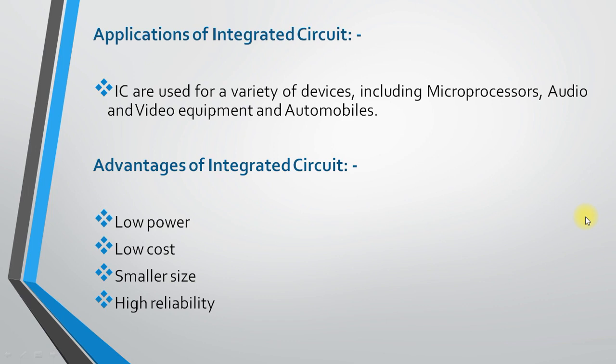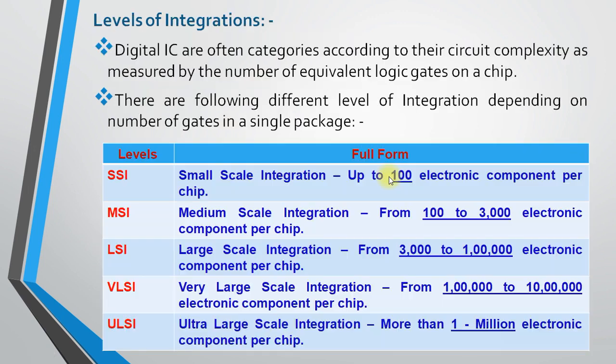Now see, there are various levels of IC, right, which give you the facility to have a number of integrations under one single chip. Over here we have the list of levels of integration, which is represented in the form of a table. Here is the list of various types of levels, and here are the full forms of the given levels.